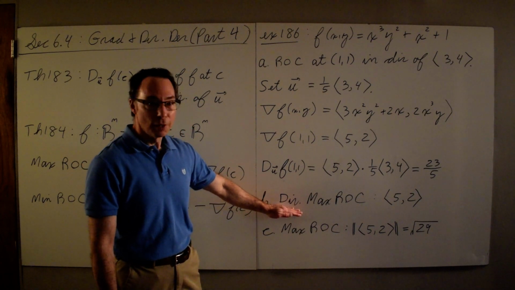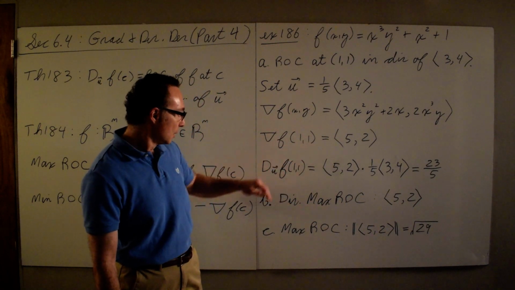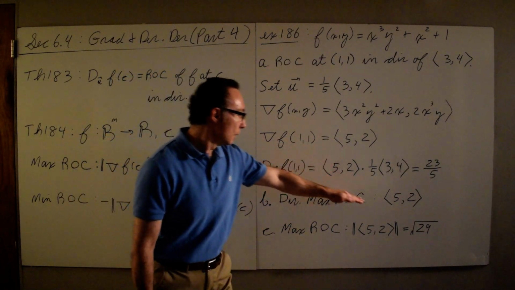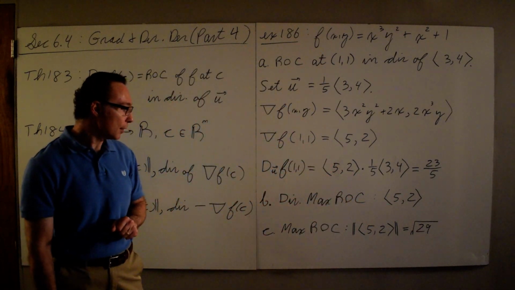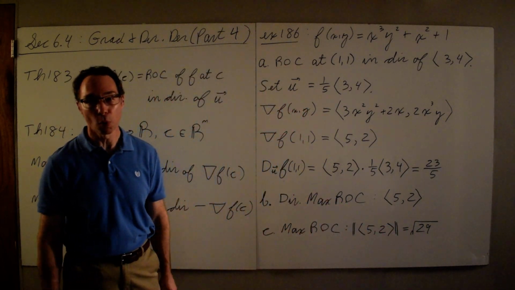The direction of the maximum rate of change of f at the point (1, 1) is going to occur in the direction of the gradient, which is (5, 2), and that maximum rate of change is the magnitude of the gradient, which is square root of 29.